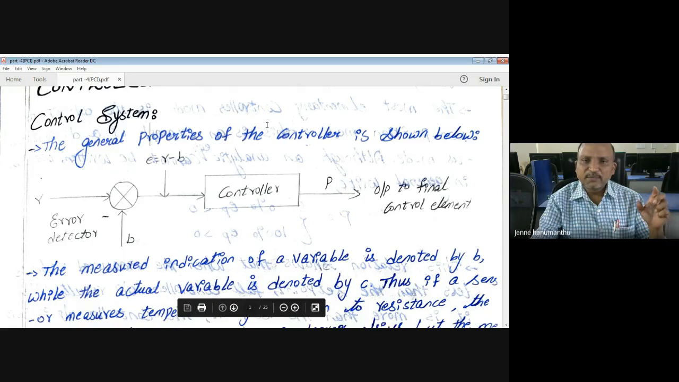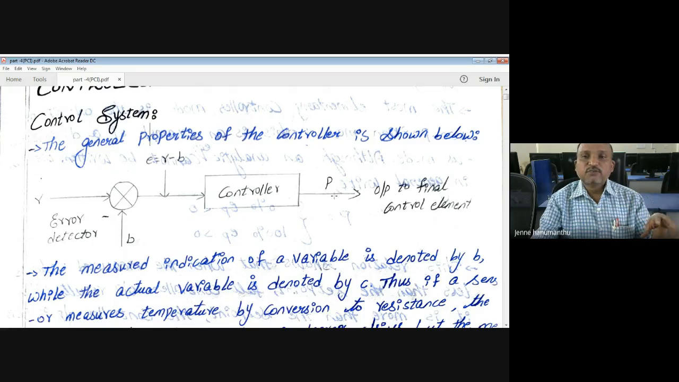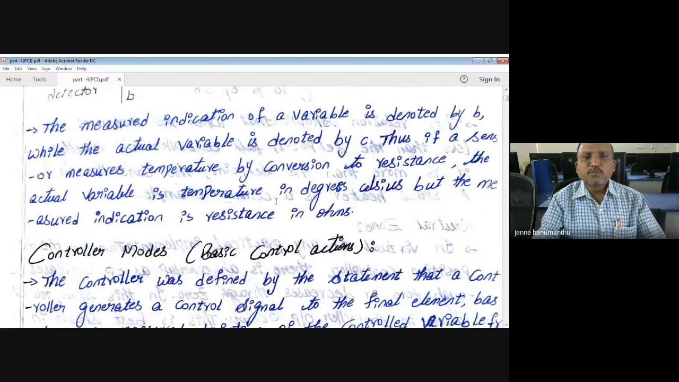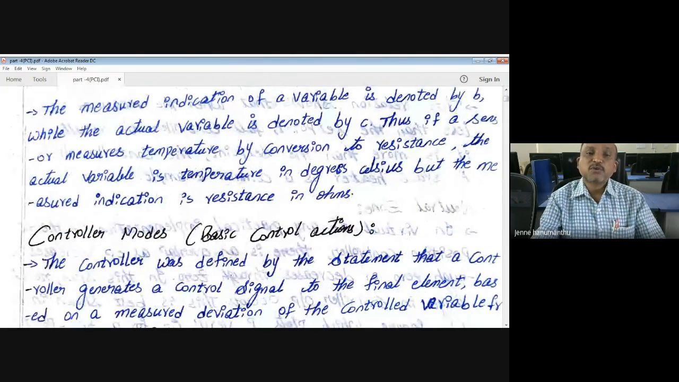Why this diagram is included is for understanding the properties of the controller. We want to know the properties of the controller in detail, so that in the design of a control system, you can place desired control actions for any desired process, right? See, in this, P is the output of the controller. Fine. So what type of control modes are available? This is called basic control actions.